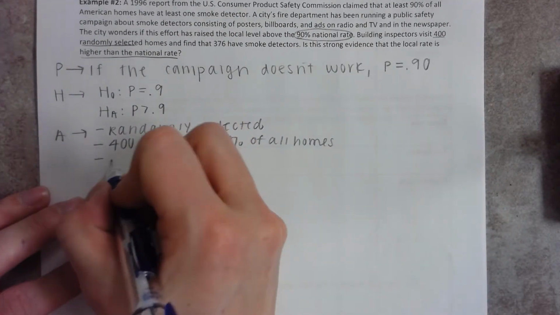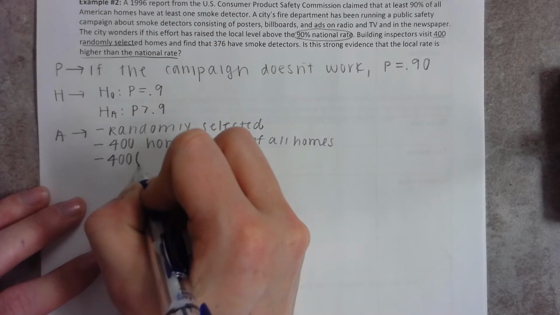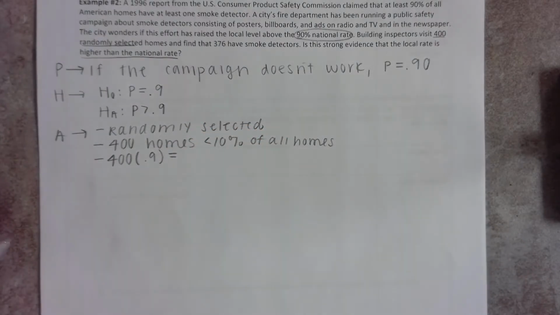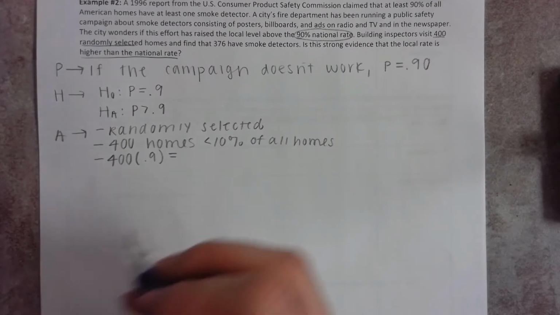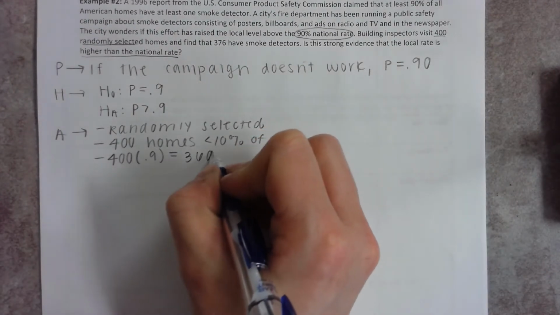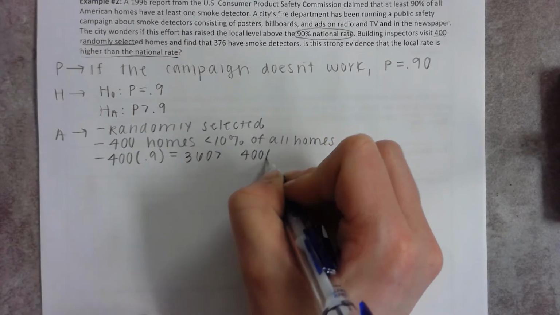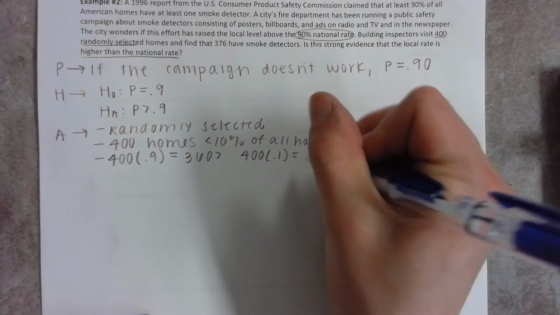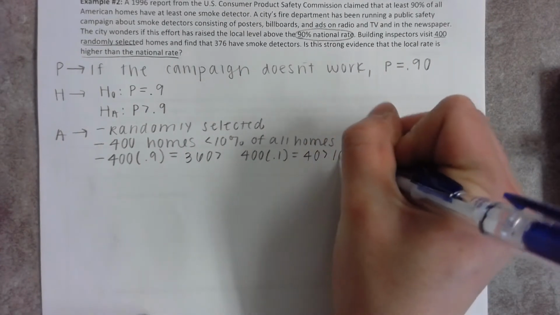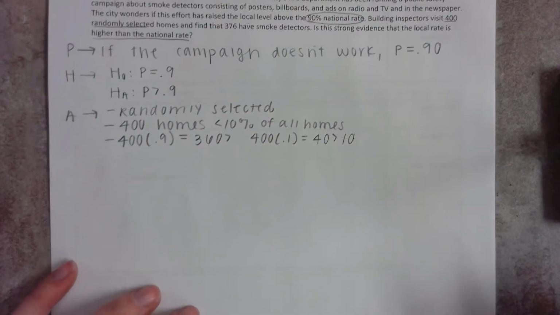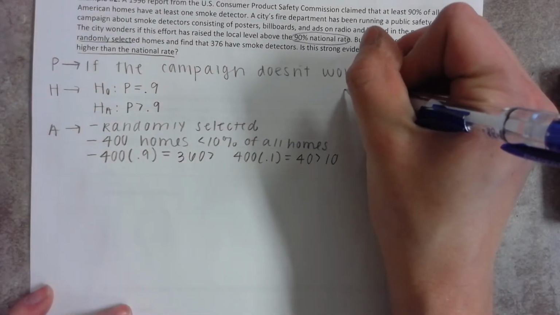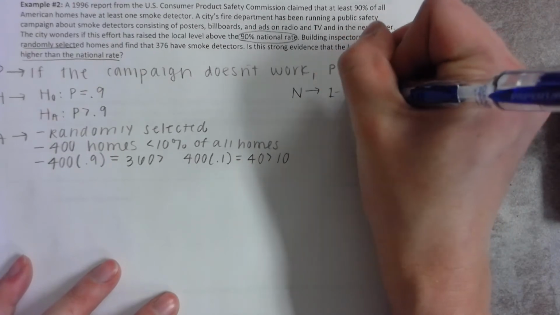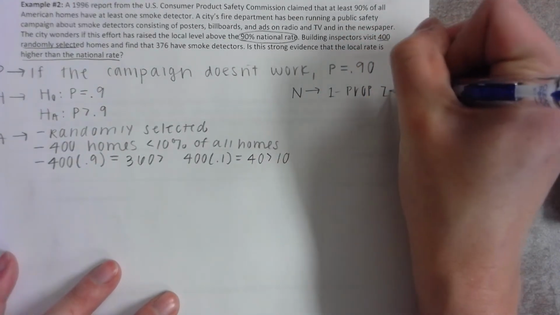And then last, I need to check if I have enough successes and failures. So I'm doing 400 times my 0.9, I get 360. And 400 times 0.10 should give me 40. Both of these are greater than 10, so my conditions are met. The N in PHANTOMS stands for naming the test. Again, this is a 1 proportion z-test.